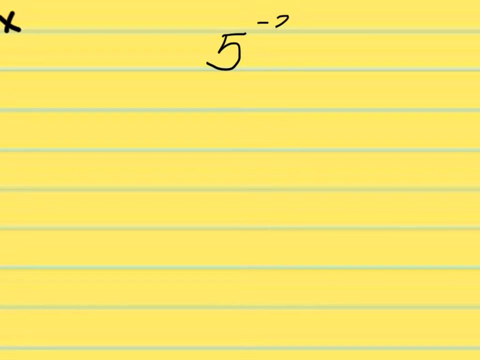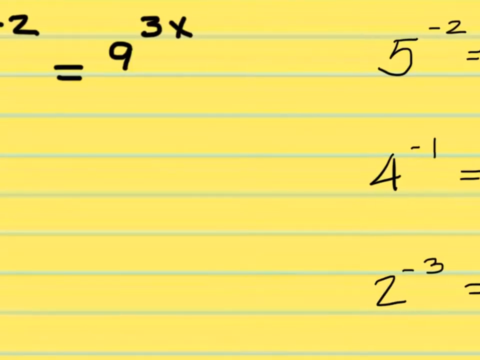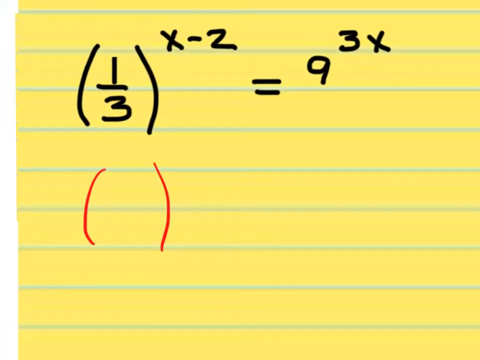5 to the -2 power is 1/25. 4 to the -1 is 1/4. 2 to the -3 power would be 1/8. You see what I'm doing? Okay, so if we go back over here, that 1/3, 3 to the -3rd power. Negative first power, yes. So we would have 3 to the -1st power. And don't forget the x minus 2 out there as well.